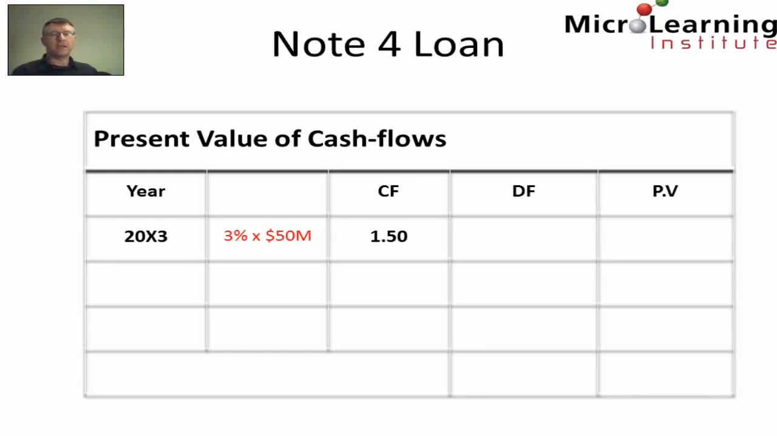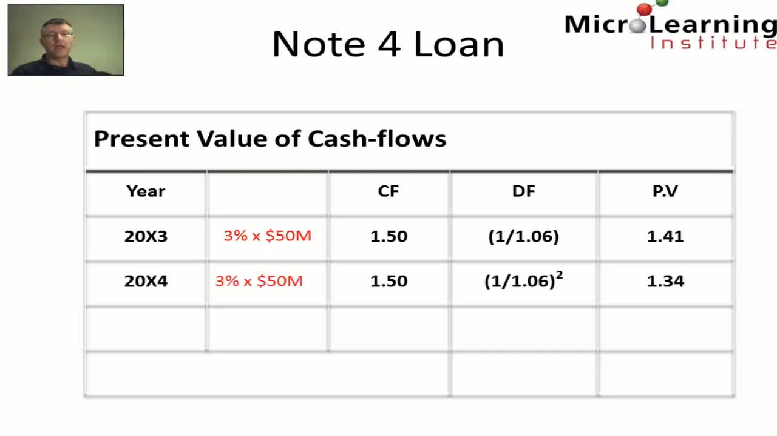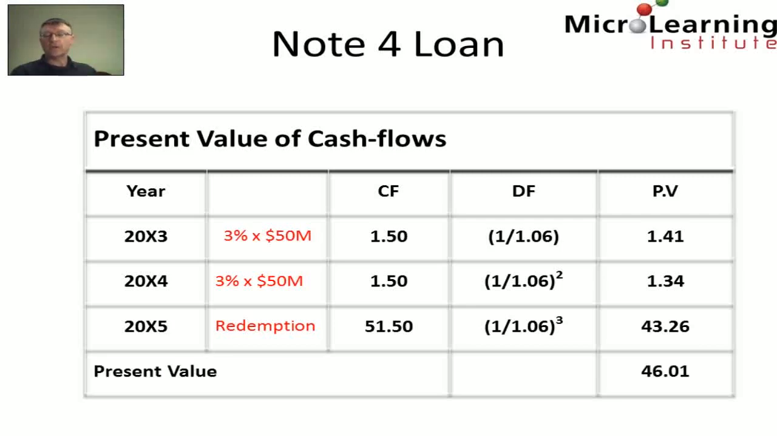So again, the loan is accounted for on the statement of financial position at the present value of its future cash flows. And again, those future cash flows are 3% of the 50 million, so a cash flow of 1.5 million in X3, discounted at 6% to a present value of 1.41. In X4, similarly, another cash flow of 1.5, discounted for 2 years at 6%, giving us a present value of 1.34. And on redemption, we have a cash flow of 50, which is the redeemable amount, plus the interest of 1.5, so totaling 51.5, discounted for 3 years at 6%, giving us 43.26. So the total present value of the loan should sit on the statement of financial position at 46.01.